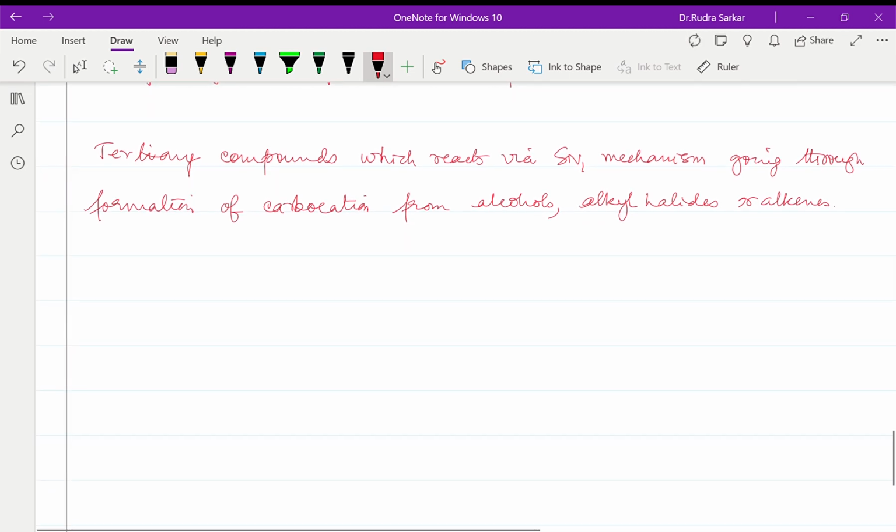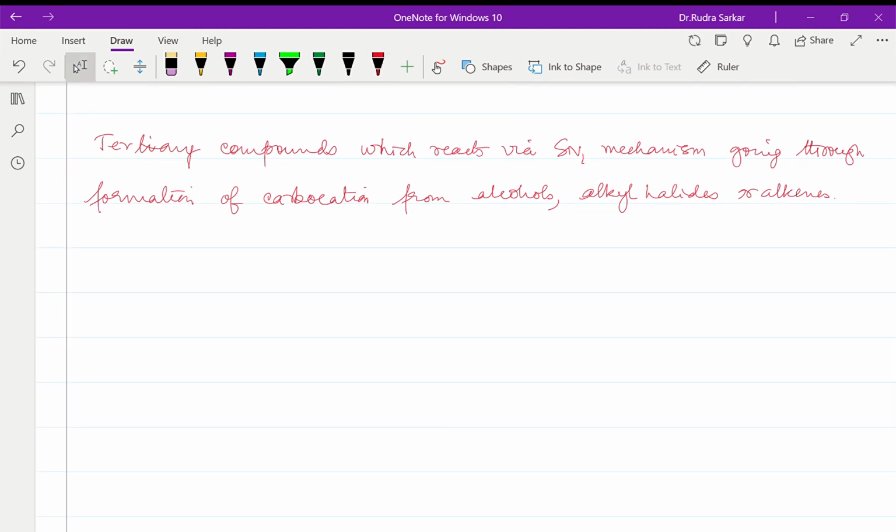Now this can be shown in a scheme. Besides that, one should remember that the solvent used over here is a polar solvent, and a Lewis acid catalyst can also be used, to make a bad leaving group OH into a good leaving group.